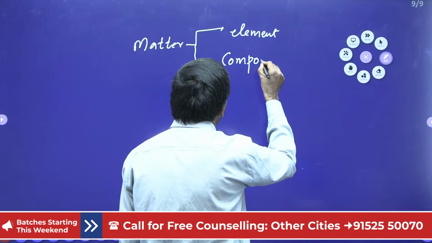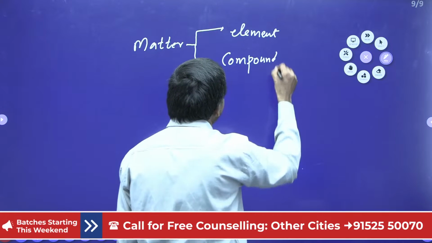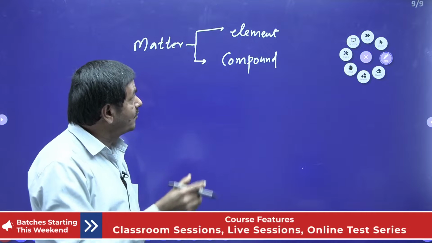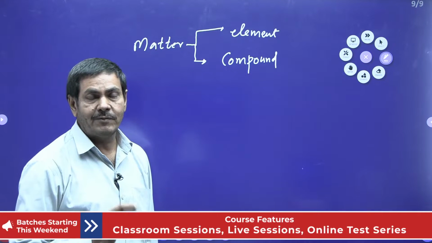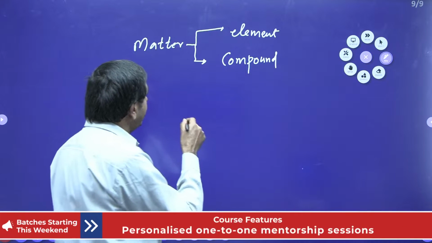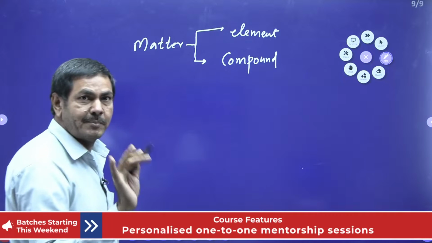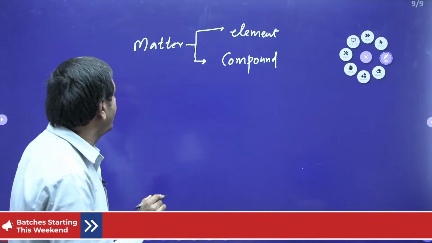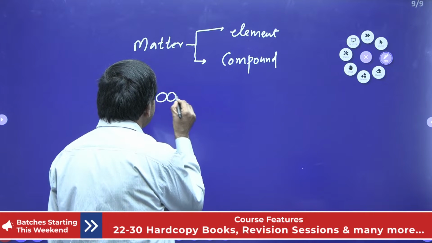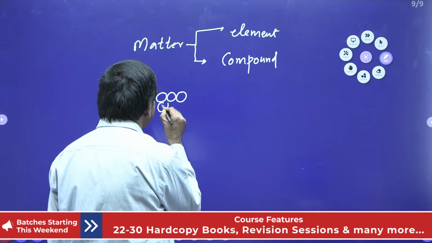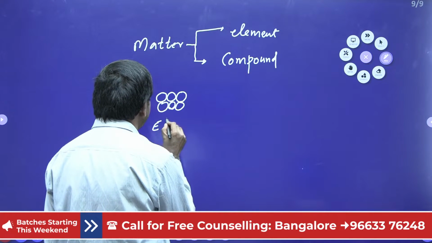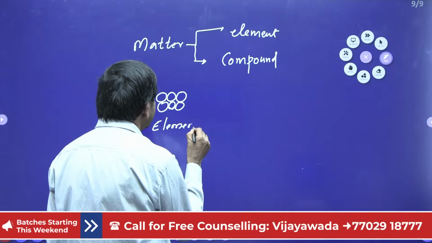Elements and compounds only. Any material or any matter is of two forms: one is an element, one is a compound. When can we say it is an element, and when a compound? Suppose any matter or conductor is formed by similar size of atoms. When any matter is formed from similar size of atoms, it is said to be an element only.